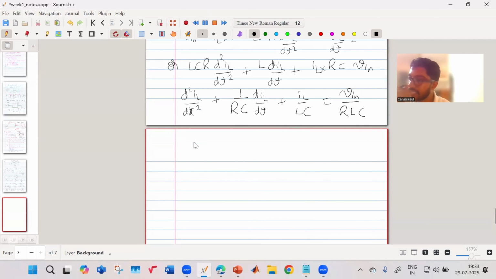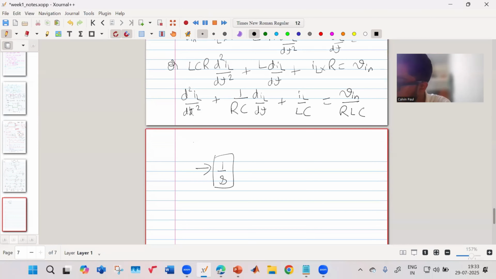So this expression is there. What we do is, as sir told, we add what are known as integrators. So this is 1 by S. Over here it is d2IL by dt2, right? Over here it will be dIL by dt. Then again we add a 1 by S, so this will be IL.